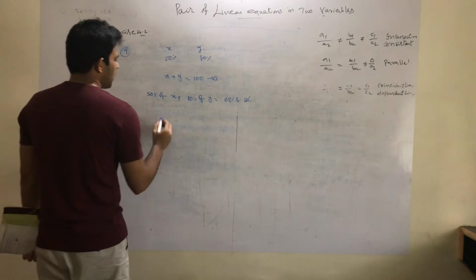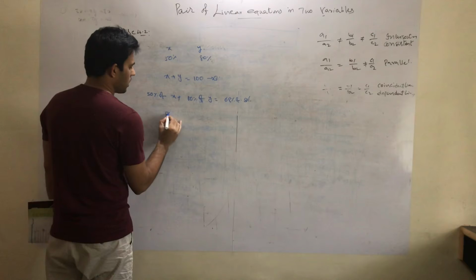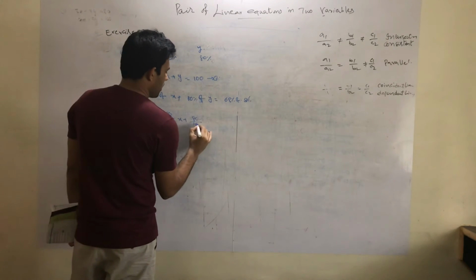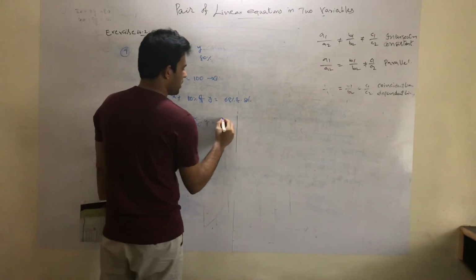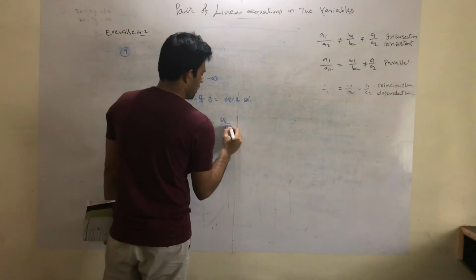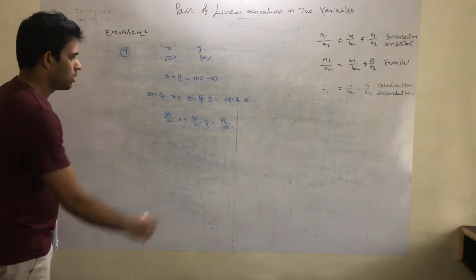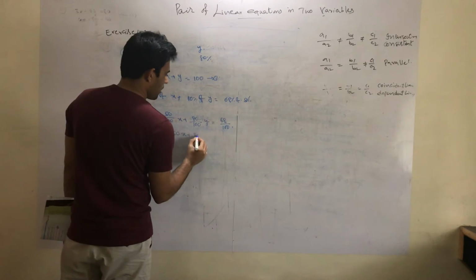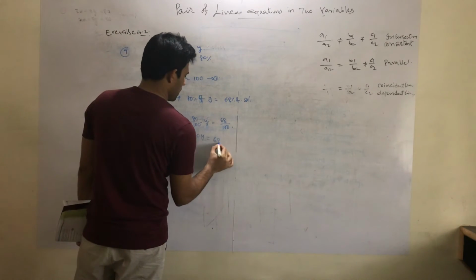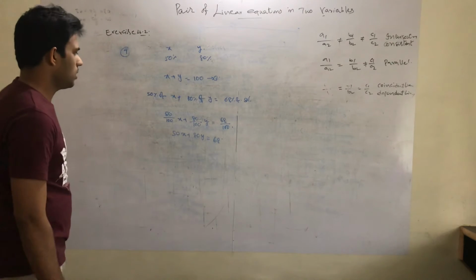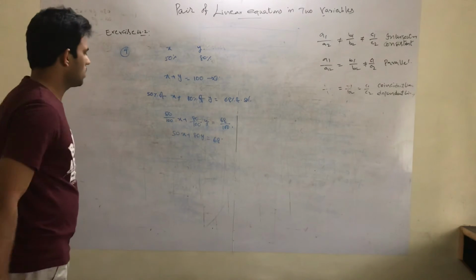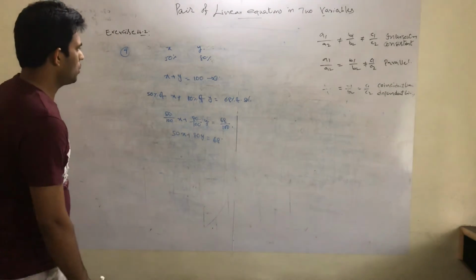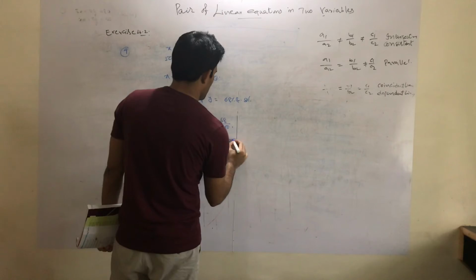Can I write 50% of x as 50 by 100 into x, plus 80 by 100 into y, that is coming as 68 by 100. So all these hundreds go away, then it becomes 50x plus 80y equal to 68. If you have any common division, you can do that, or you can directly solve these two equations. So this becomes your equation number 2.